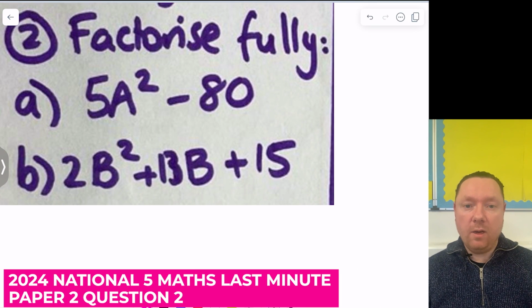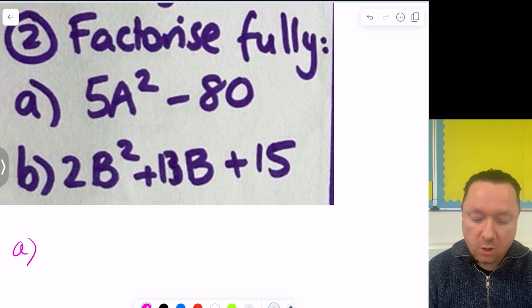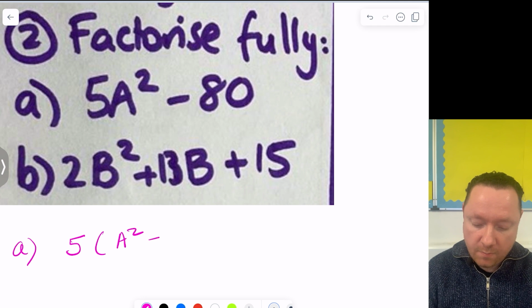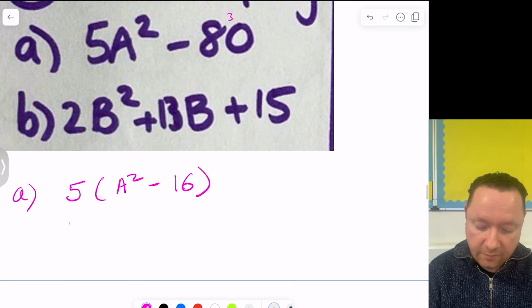Okay, last minute 2024 National 5 Maths exam question 2. Factorise fully both of these expressions. So part A, always look for a common factor first. Now 5 does go into this, so I take out that and I've got a squared minus 5 into 8 goes 1, 3 left over, and 5 sixes is 30. So you get that, and now you see if that can be factorised.